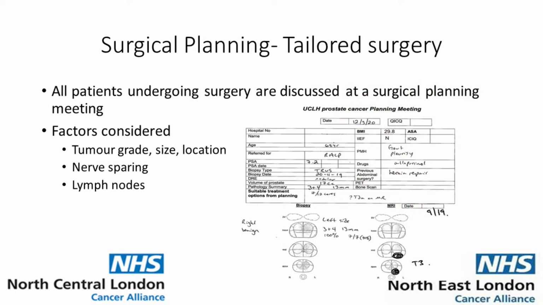So at UCLH, it is tailored surgery, so all men's cases go through what's called a surgical planning meeting to discuss whether the nerves are going to be spared for the erections, whether there needs to be any lymph node removal. So to make a plan of your individualised surgery, the things that are considered are the tumour grade and the size and the Gleason score.